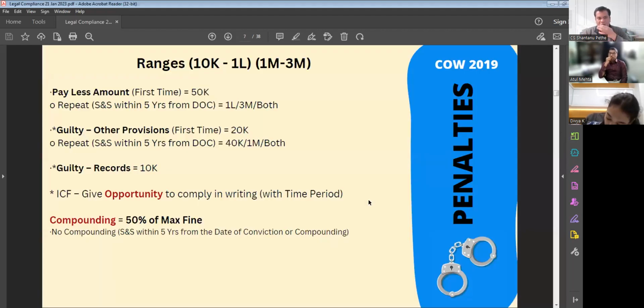Now, as far as penalties are concerned, you should note very carefully.